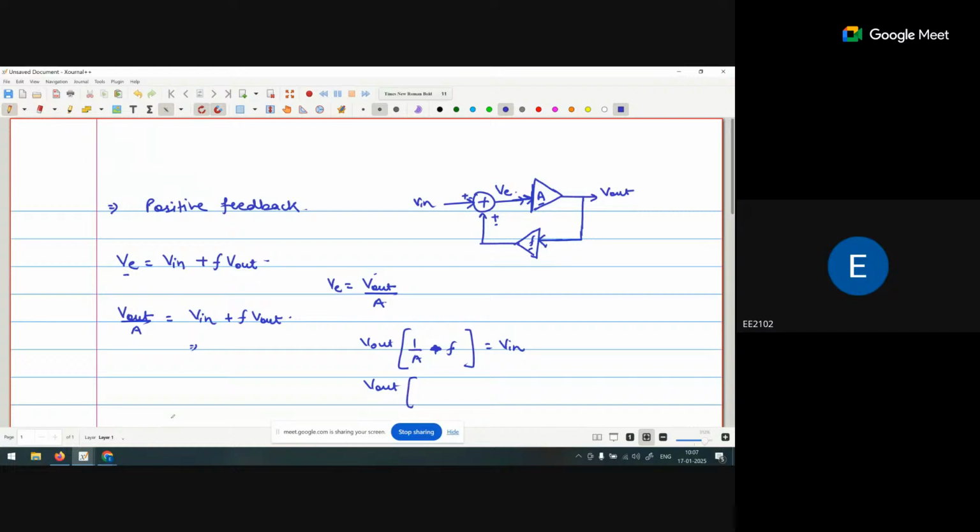So V out times (1 minus AF) upon A is equal to V in. This implies V out is equal to A upon (1 minus AF) times V in. So if we are getting a negative 1 minus AF, that is the case of positive feedback.